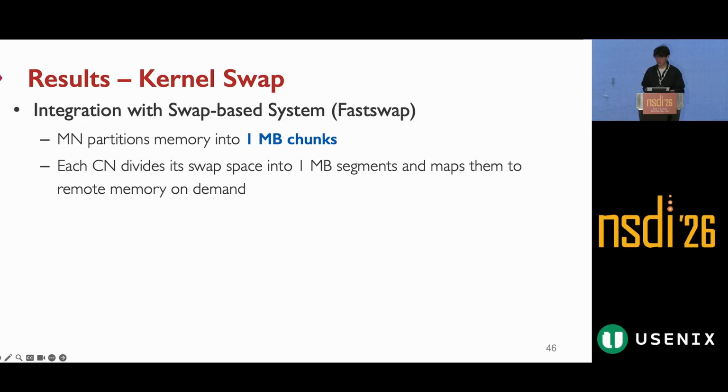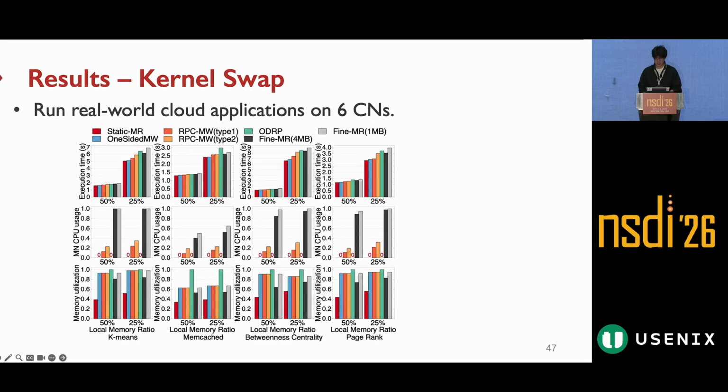The memory node partitions memory into 1 MB chunks, which in practice can provide a substantial improvement over static allocation. And each compute node divides its swap space into 1 MB segments and maps them to remote memory on demand. Running real-world cloud applications, including k-means, memcached, and 2 graph processing algorithms, one-sided memory window introduces at most 3.8% performance overhead.